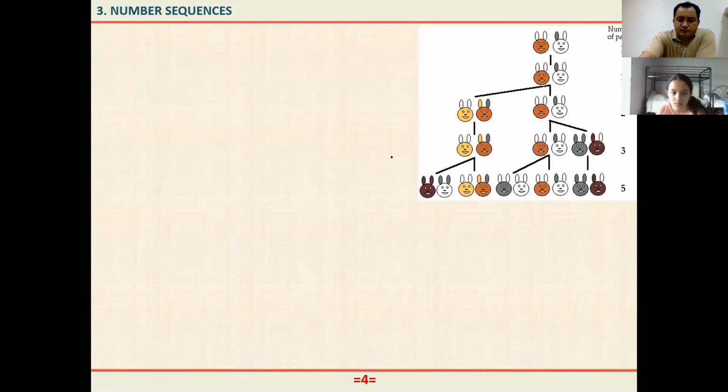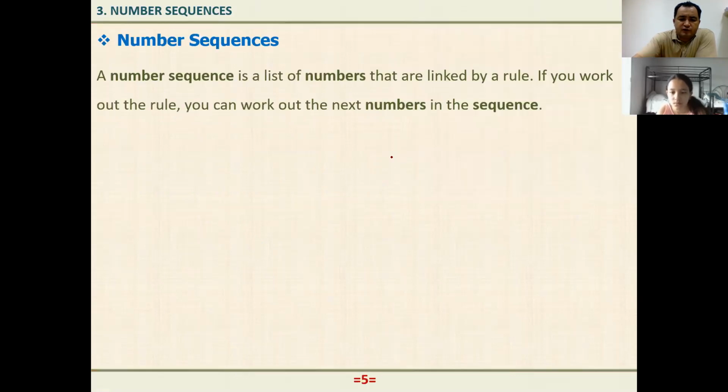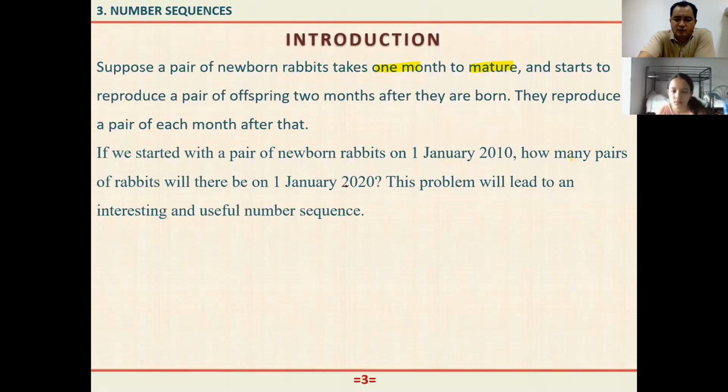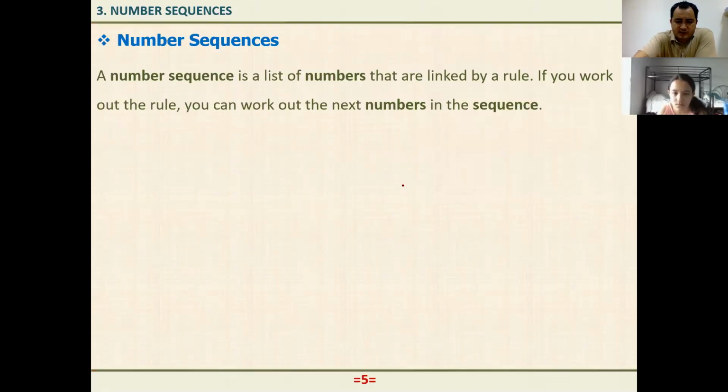So I'll first start with very simple number sequences, and after that I'll get back to this problem in the introduction. Actually, we have a problem about rabbits, okay? I'll get back to this problem a bit later. First, to get used to these number sequences, let's see a few examples. First, what is a number sequence?